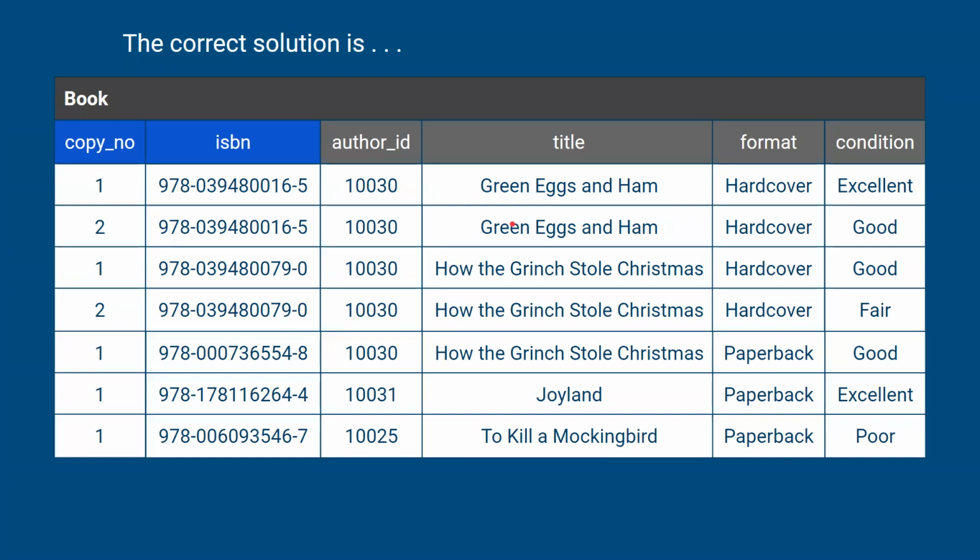So getting us into second normal form and third normal form is to make sure that any fact in the domain is recorded only once. So let's take a look at the right way to build this. The correct solution is going to be to move the partial dependencies to a new table. Okay, so my partial dependencies were which ones? Author ID, title, and format.